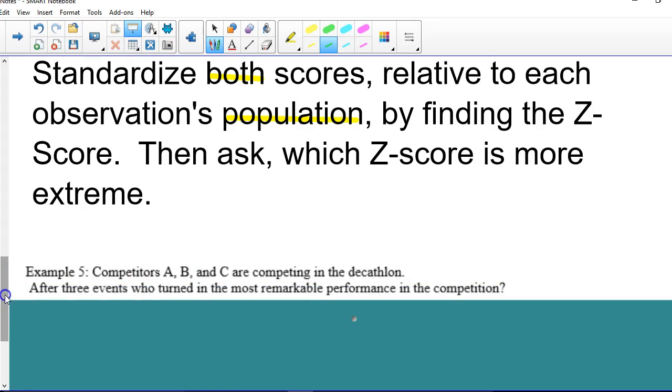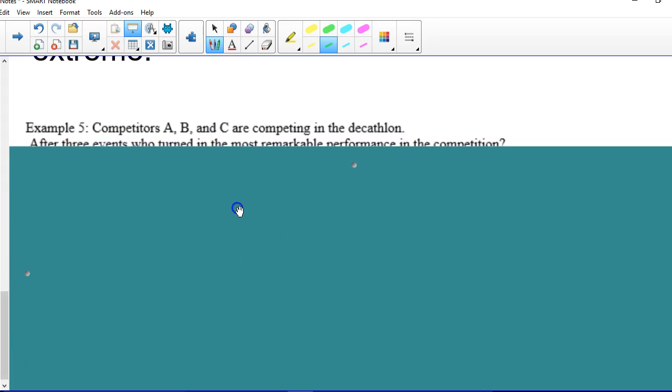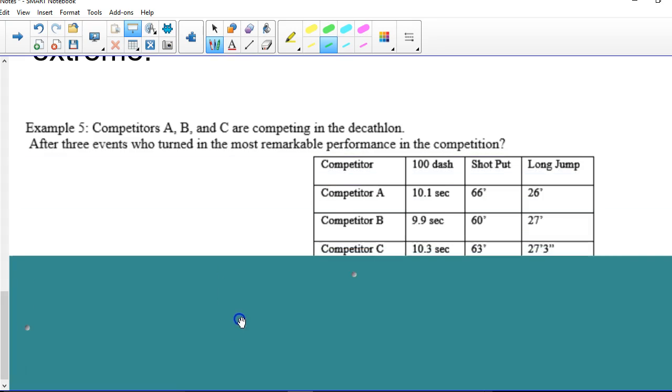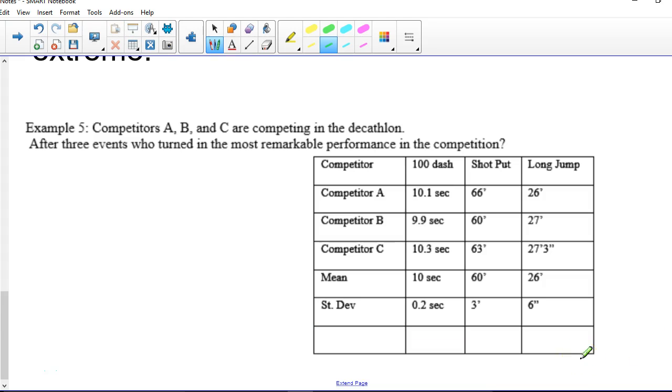And then finally, example 5. Competitors A, B, and C are competing in the decathlon. So pause right now, re-listen to example 4 if you need to. Write down specific questions, please. In example 5, competitors A, B, and C are competing in the decathlon. After 3 events, who turned in the most remarkable performance in this competition? I want you to notice a couple things. We have the 100-yard dash, we have the shot put, and we have the long jump.